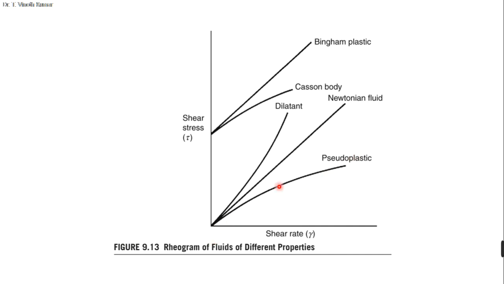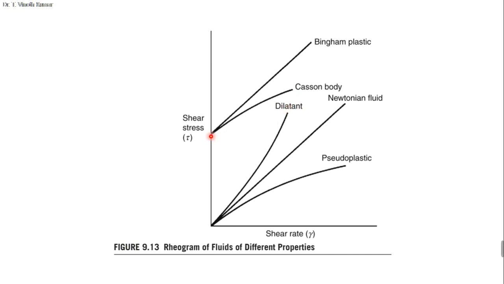Pseudoplastic will rise and then slightly decrease in shear stress rate. The shear rate is also decreasing at the same time. The dilatant one slowly increases, not a steady increase, but a steep increase of shear stress. And the next one is the Casson body.